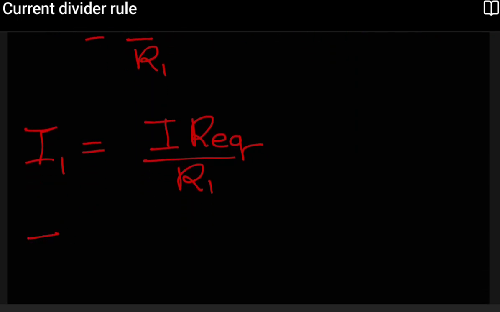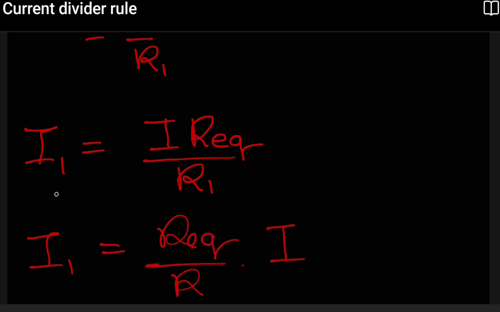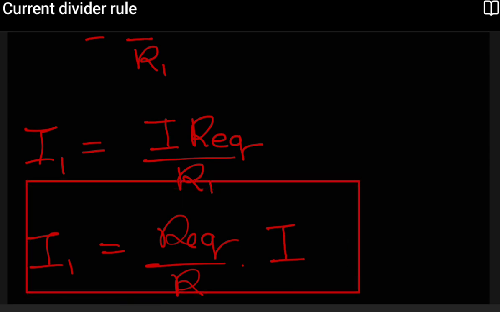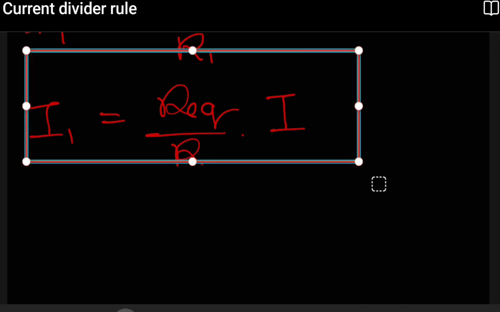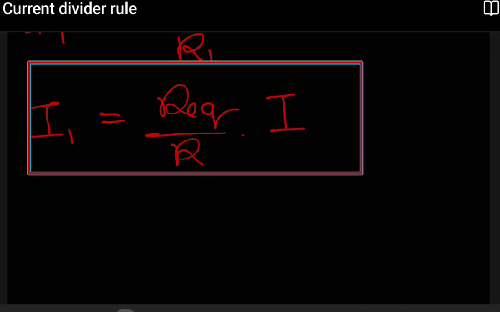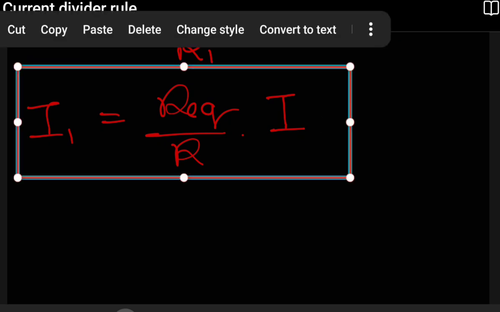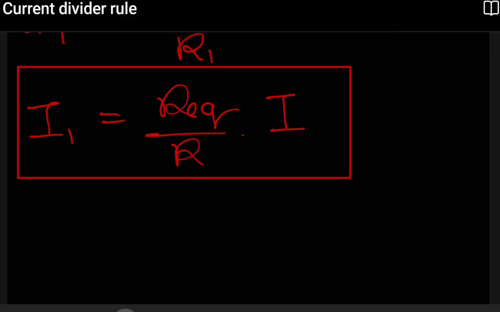So this becomes an expression that you can use: the equivalent resistance divided by R1 multiplying the current coming from the source. Well, this is one version of the current divider rule. This can work especially in an event where you have more than two resistors that are parallel to each other. You might want to use this version of the current divider rule.